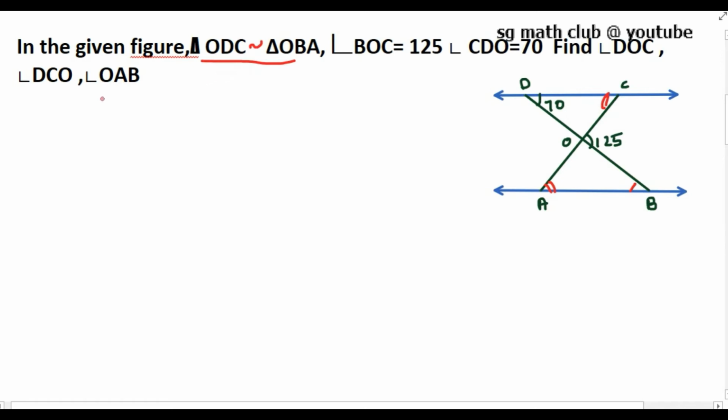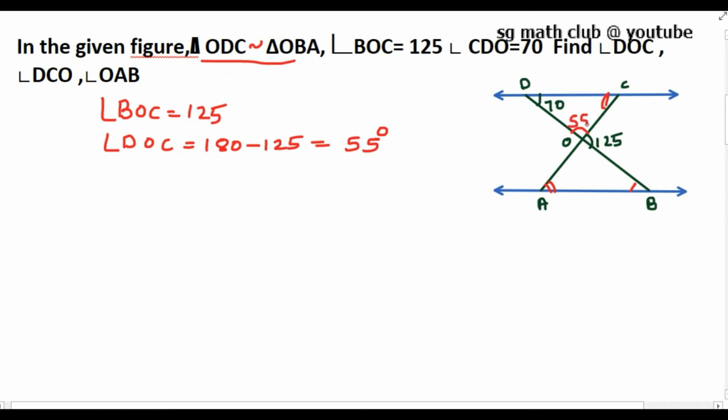Now also they have given BOC is 125. Now we need to find out first angle is DOC. I can write DOC is nothing but 180 minus 125 because this is a ray standing on a straight line. If a ray stands on a straight line, sum of the adjacent angles formed is 180 degrees by the linear pair axiom. So this DOC now I got as 55.